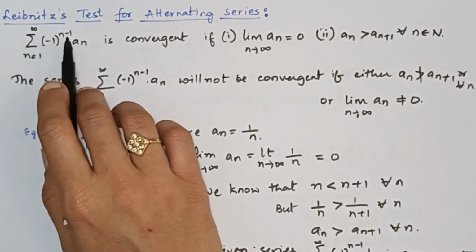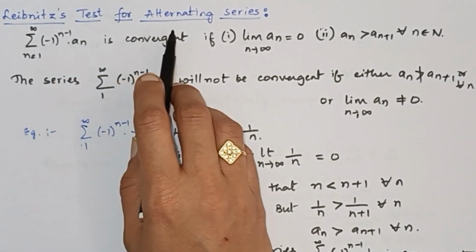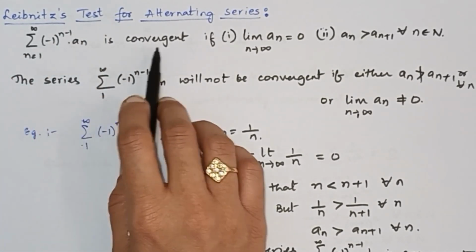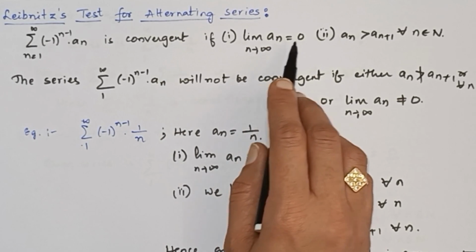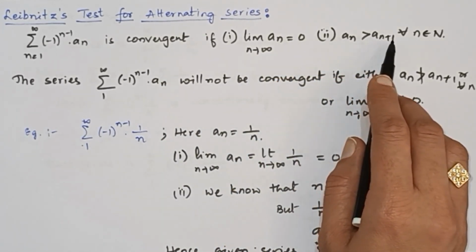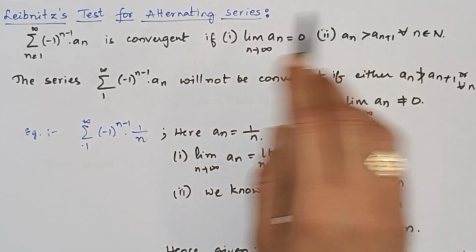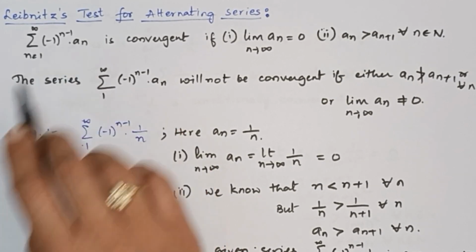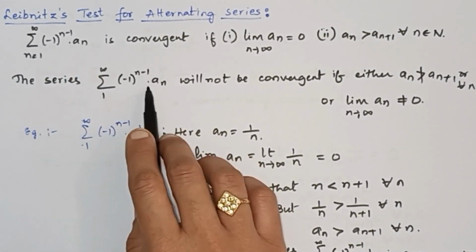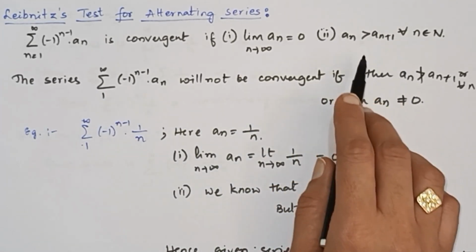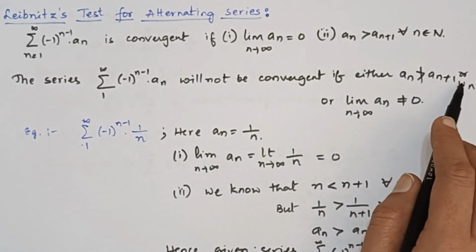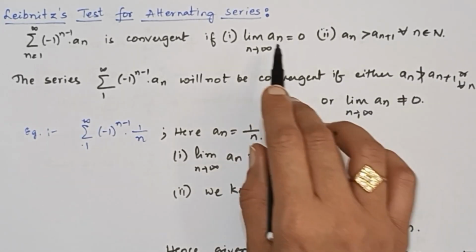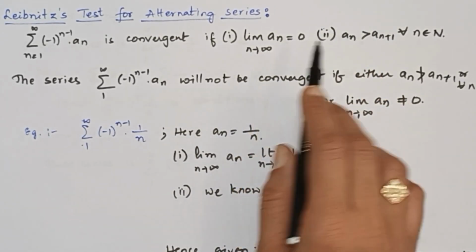Now there is a test for the convergence of alternating series, which is called the Leibniz test. The given alternating series is convergent if limit of an as n tends to infinity equals 0 and an is greater than a(n+1) for all n belongs to N. If these two conditions are satisfied, then we can say that the given alternating series converges. The given series will not be convergent if either an is not greater than a(n+1) or limit of an as n tends to infinity is not equal to 0. So if any one of the conditions is not satisfied, you can conclude that the series is not convergent.